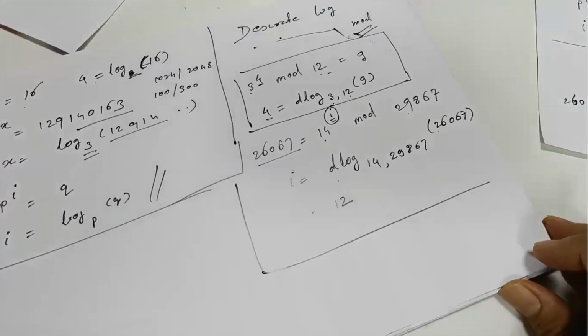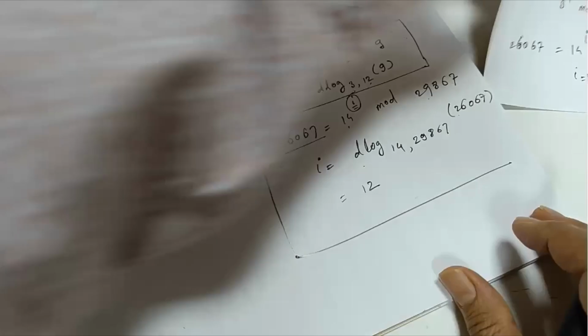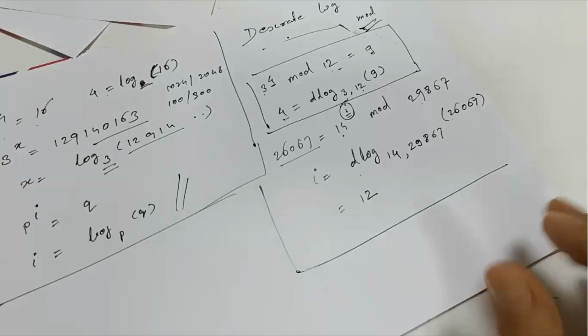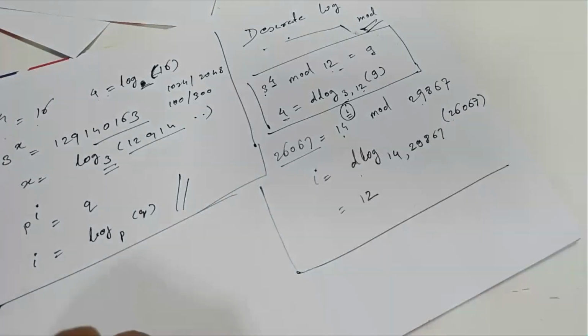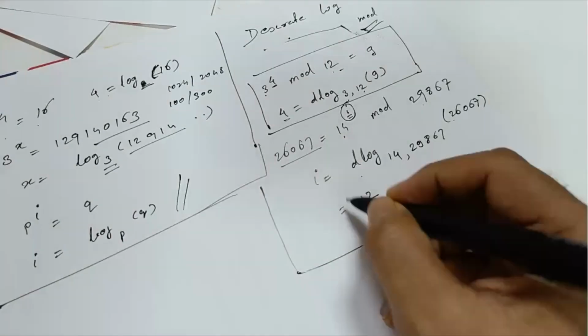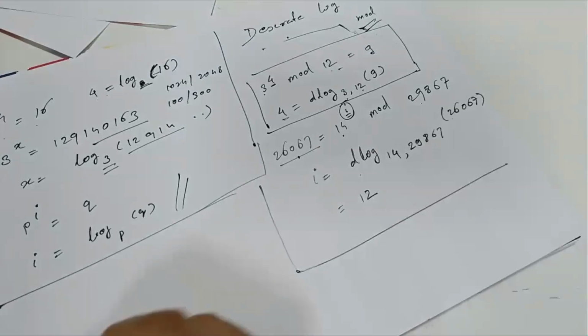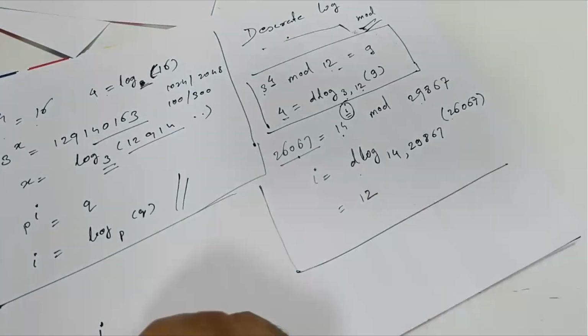So if we write this as A, let's treat this as A, this is b raised to I mod m.